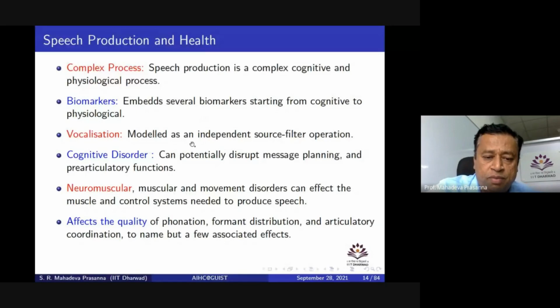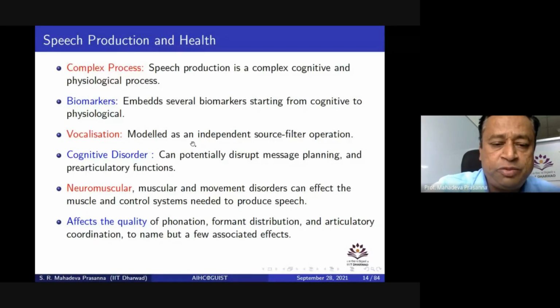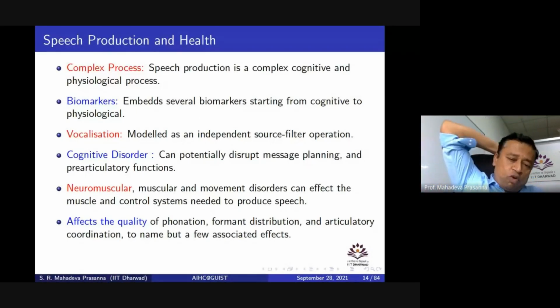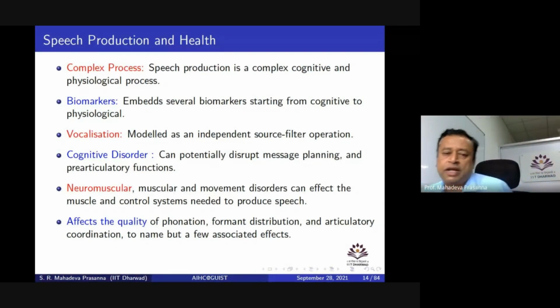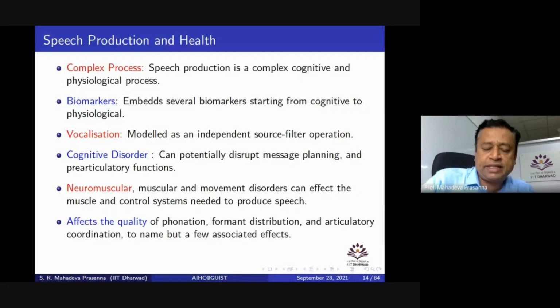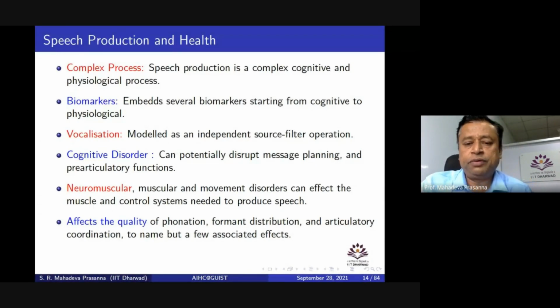Of course, we modeled the speech generation process, which we call vocalization, as an independent source-filter operation, and our emphasis is mainly on the source-filter operation. However, for the health case, there may be yet another dimension of information present, which is at what we call the prosodic level, the higher model level, that also will have information displayed for different health conditions.